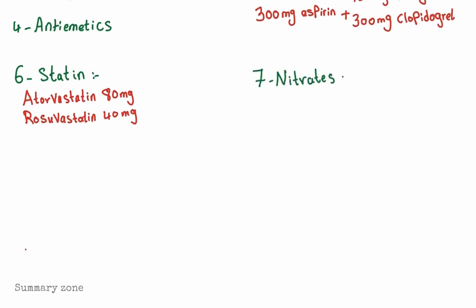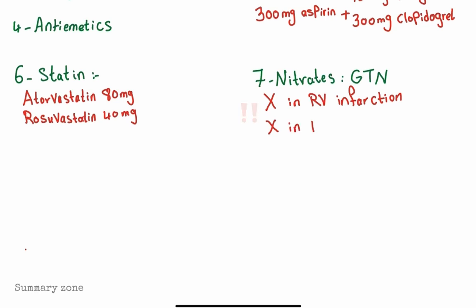Nitrates. Give sublingual GTN, glyceryl trinitrate, but be careful. GTN is contraindicated in right ventricular infarction as it can cause profound hypotension. Also avoid if the patient has used a phosphodiesterase 5 inhibitor like sildenafil recently.